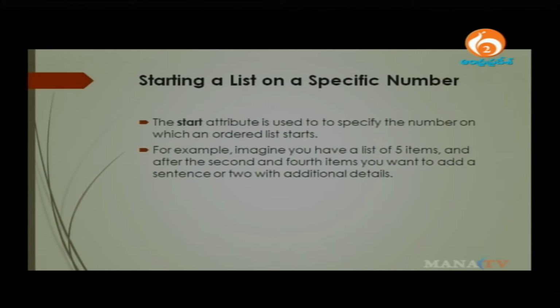So, there is an attribute to start the list from a specific number. Suppose, here we gave an example where we have a list of 5 items. The first item we write, the second item we write, and after the second item we would like to display or describe something, and then we want to go for the third and fourth items, and then after the fourth item we may want to describe it, and then go for the fifth item. But if you have to describe something in the list, it may not show in a proper way.